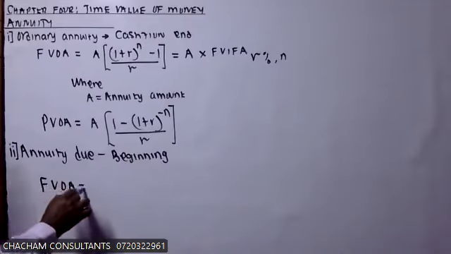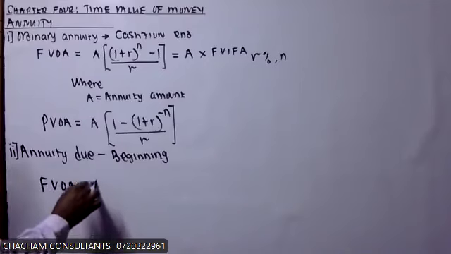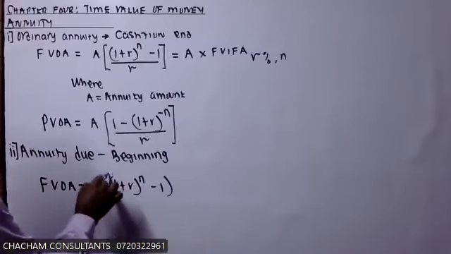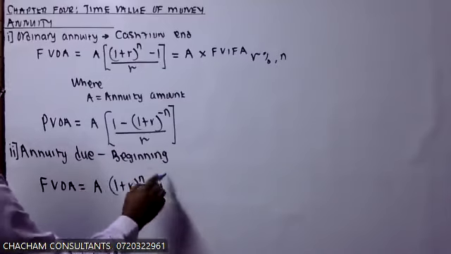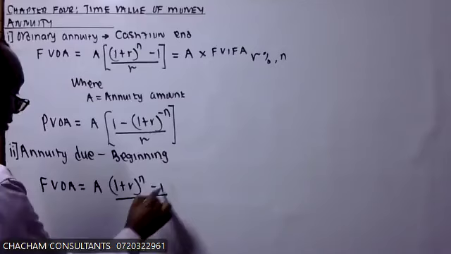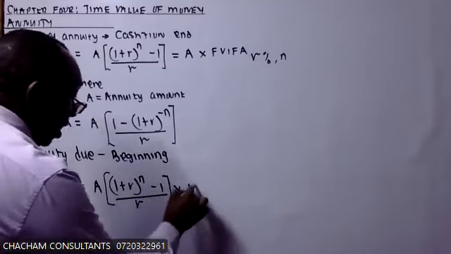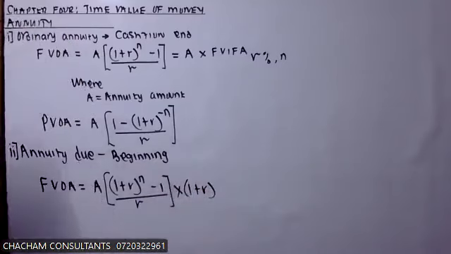So the future value of that annuity is A times (1 plus R raised to the power n, minus 1), you divide by R, then you multiply by 1 plus R.